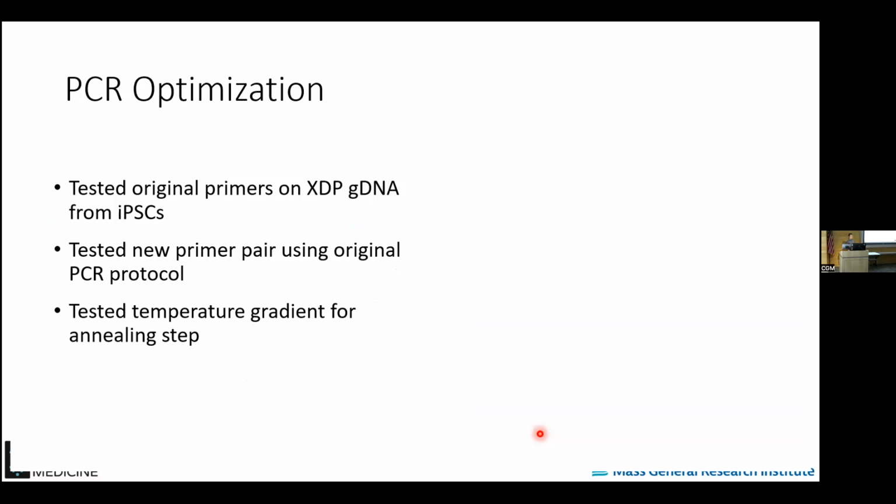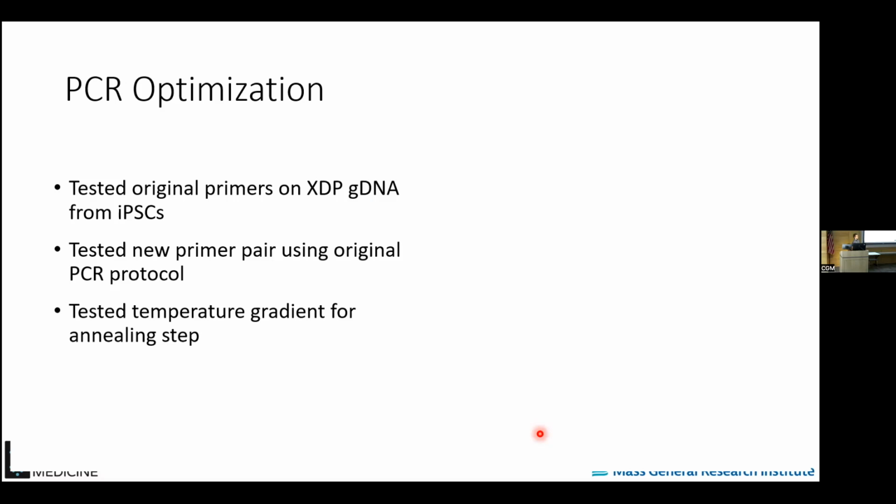So the first step that I accomplished this summer was the optimization of a PCR. The first step in this was I tested the original primers, primer 1 and 2, on XDP-containing genomic DNA from iPSCs. I not only did this to ensure that we could amplify the repeat in this new cell line, but also that I knew how to run a PCR reaction, because that was going to be important. I then tested the new primer pair using the original PCR protocol, because you might as well start when you already have something sort of working.